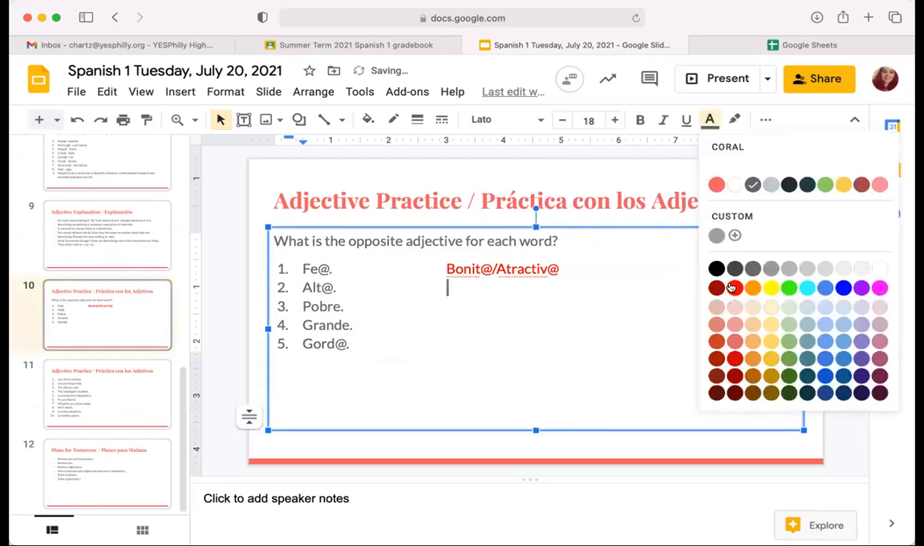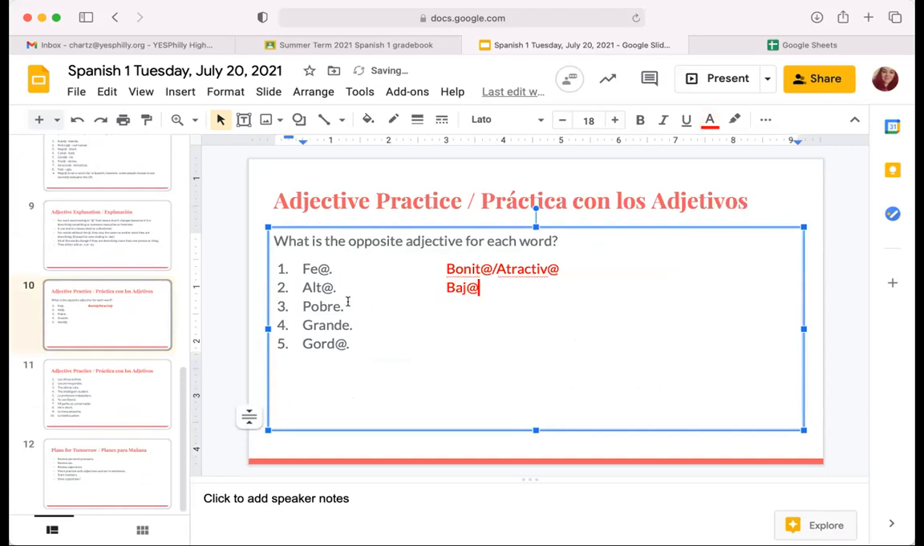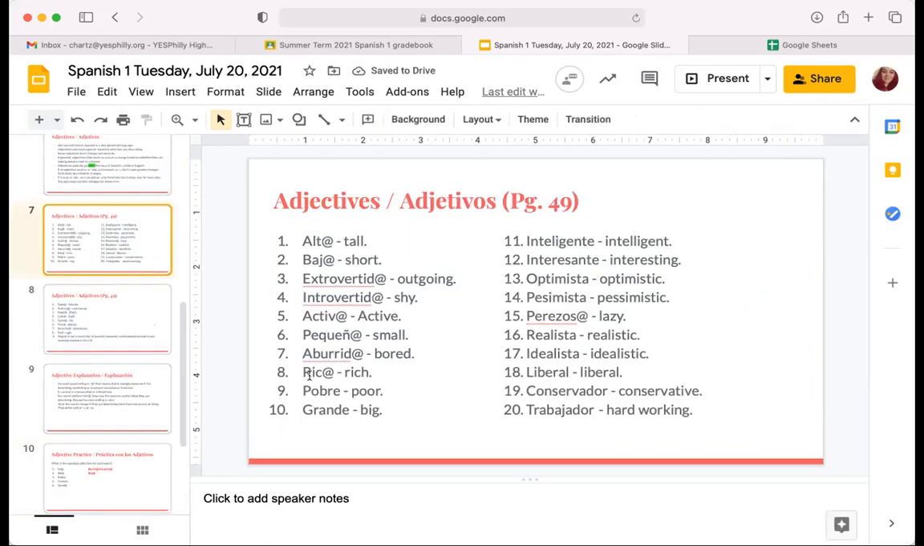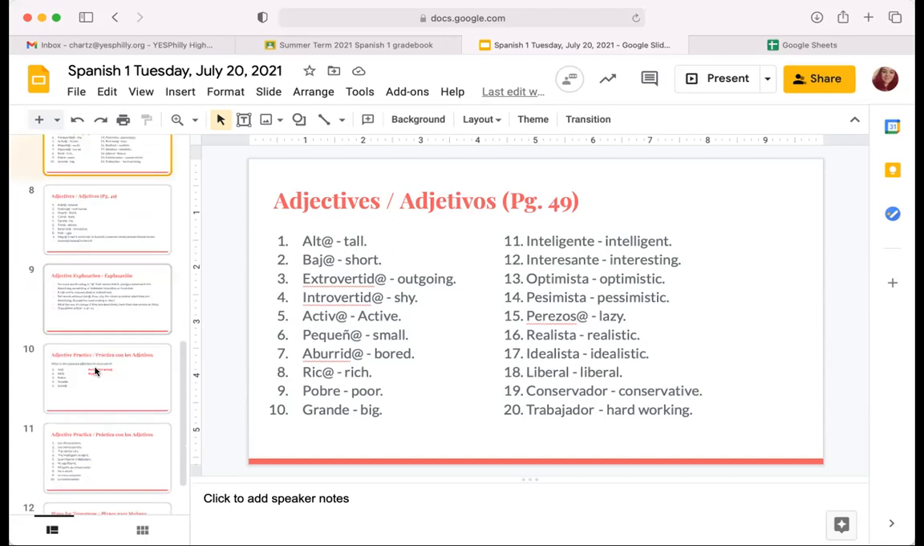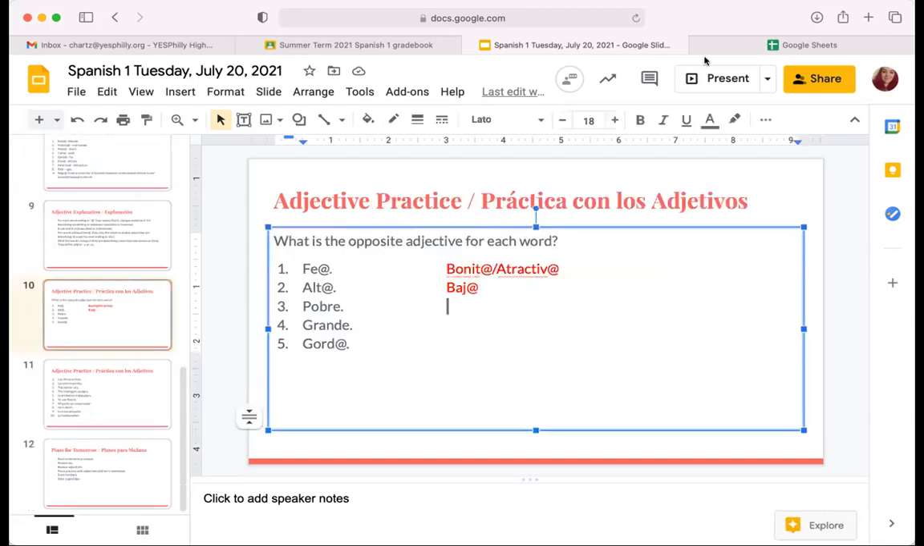Do that in different colors. And then the next one we have is pobre, which means poor. So the other one would be for rich, which would be rico. Yep, rico or rica, depending on what you're describing. But you said poor man, right? So it would be el hombre rico. Yep, because remember, usually adjectives go afterwards.